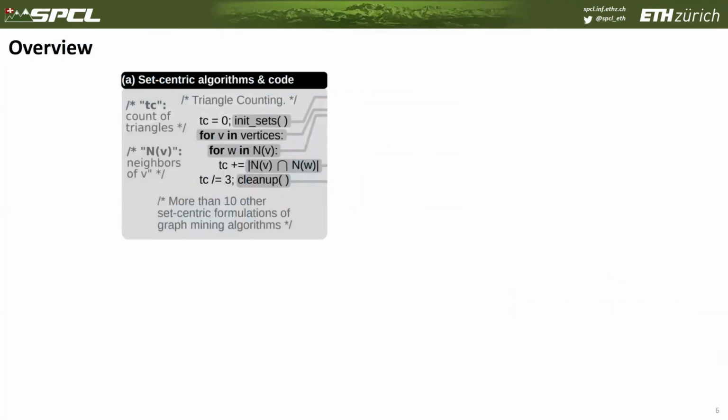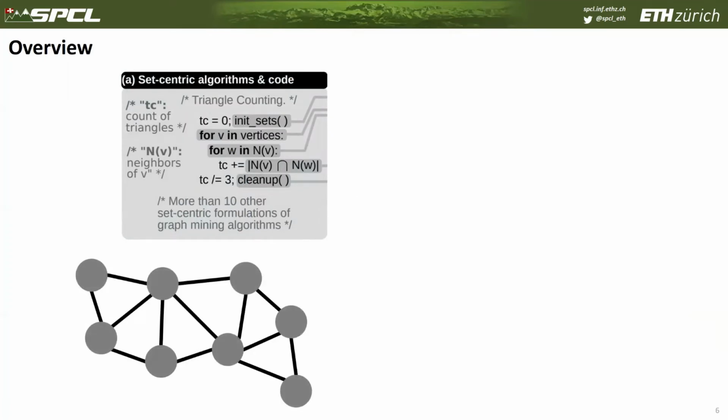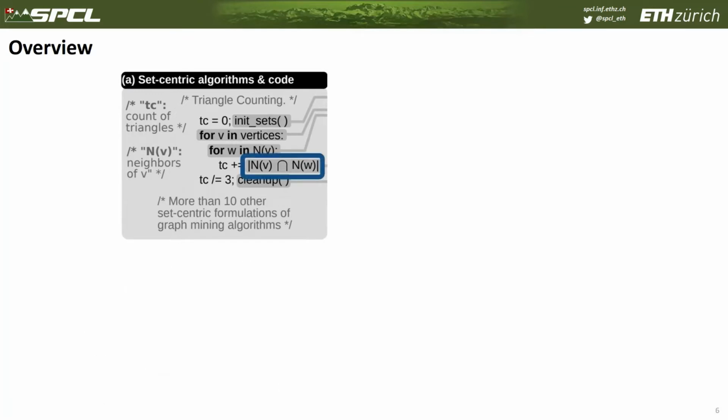Let's take a look at this in the context of a simple example. Here we are going to consider triangle counting, which is the algorithm in which we want to count all the triangles in our graph. Now, one part of the whole design that we provide is set-centric algorithms and formulations. So we can see here a triangle counting algorithm. Again, the details are not important. What is important is that many of these operations in this algorithmic code are going to be mapped to some SISA set-centric instructions. And the most important one that we focus on here is the set intersection.